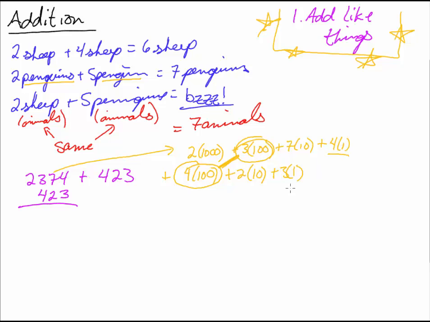We have 4 ones and 3 ones. Well, look at that. That adds up to 7 ones. 7 tens and 2 tens adds up to 9 tens. 3 hundreds plus 4 hundreds is 7 hundreds. And 2 thousands plus nothing, that's 2 thousands. And that is where we get the idea that we line these guys up in columns so we can add them easily. Let's look at another problem really quick.